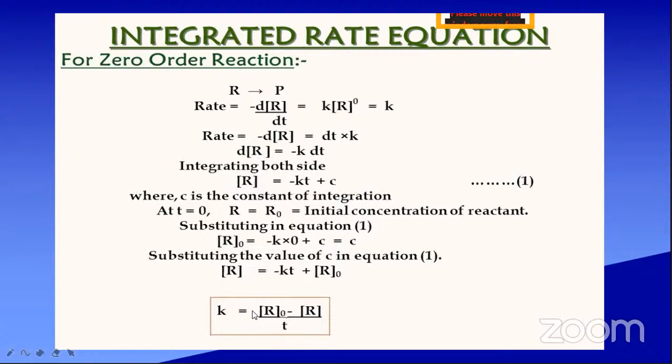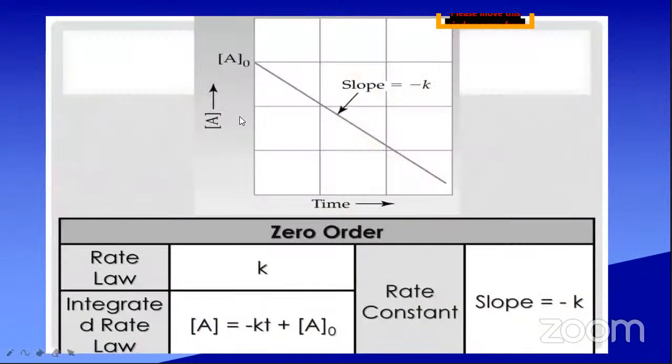So this is the rate equation for the zero order reaction. The rate equation is different for different reactions: zero order reaction, first order reaction, second order, so it is different. For the zero order reaction only, k equals R naught, the initial concentration of the reactant, minus R, which indicates the concentration of the reactant at any time, divided by time. So this is the rate constant for the zero order reaction.